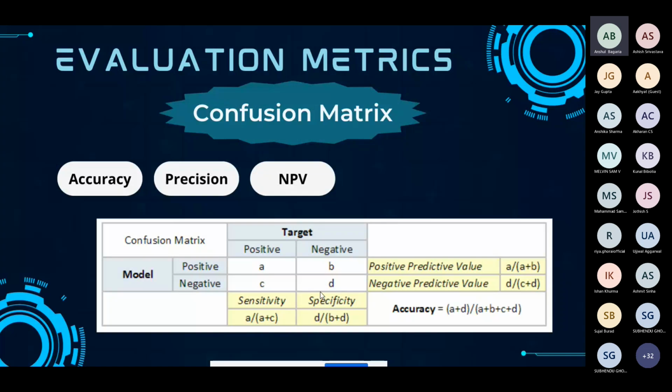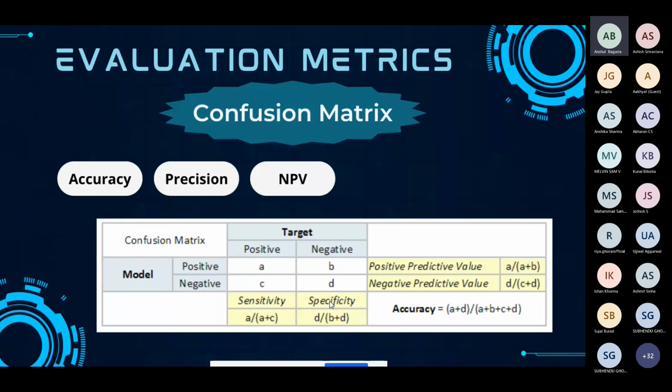Then the recall. Recall stands for proportion of actual positive cases that were correctly identified. So basically recall stands for the sensitivity of the total positively predicted cases, how many were correct. So that's what A by A plus C tells.